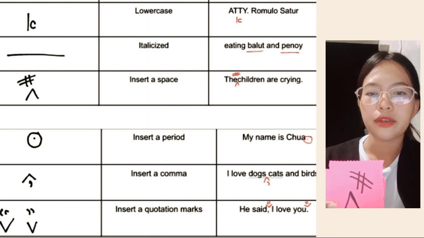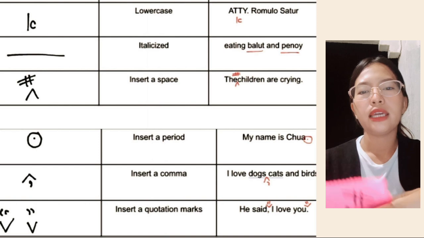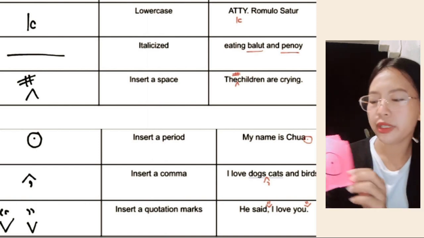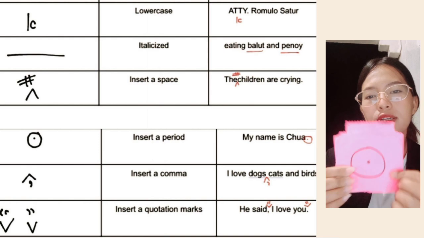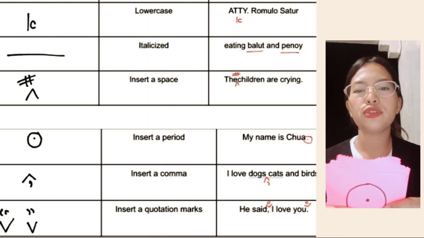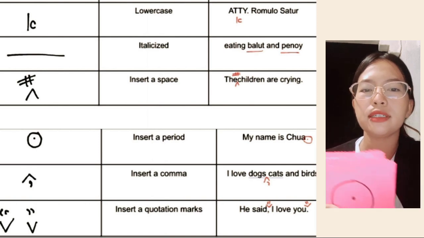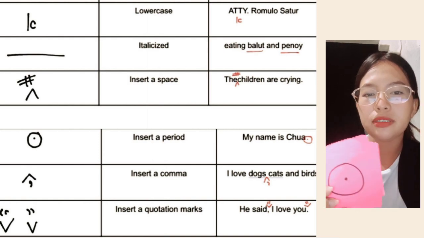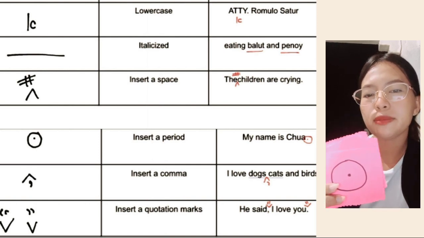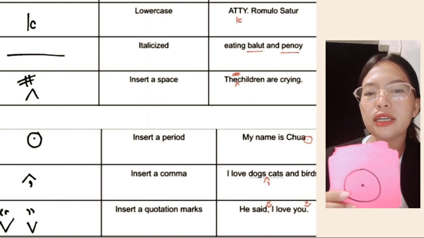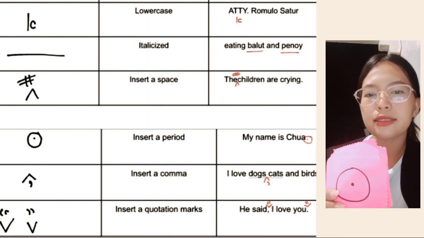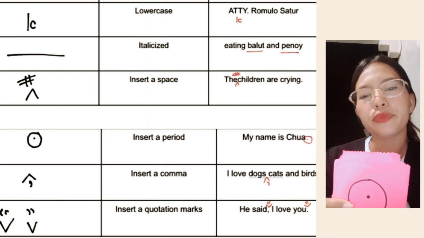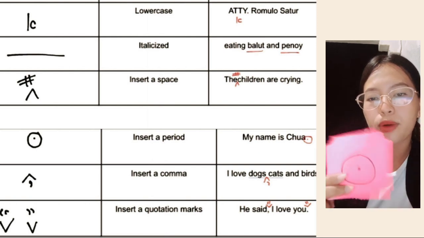So the next one is insert period, or a circle with a dot. This one. This symbol is used when a sentence is missing a period at the end. For example, in my name is Chua, the period is missing. So the insert period mark tells the writer to place a period, making it my name is Chua.